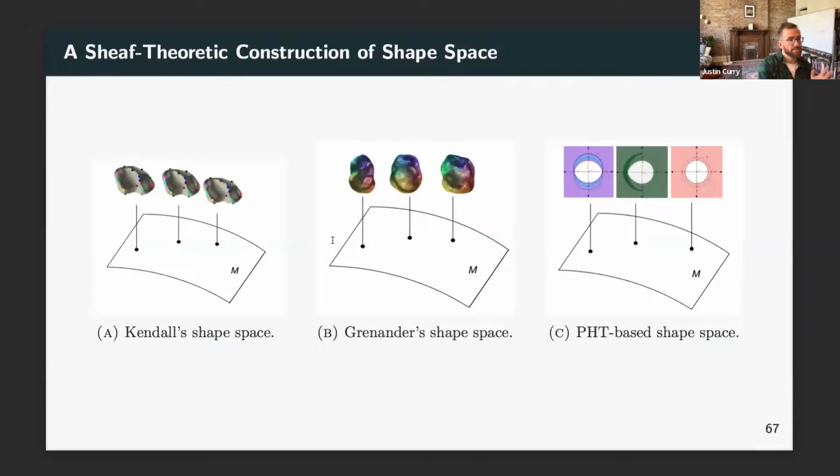And we're really excited about this result because all these previous constructions of shape space, whether it's Kendall or Grenander, make the assumption that all the spaces involved are diffeomorphic. Here we can actually consider spaces with different topology, but they're all faithfully represented using this PHT, which again feels like something that fibers over the space of shapes in an interesting way.